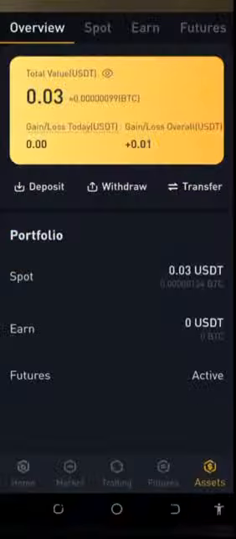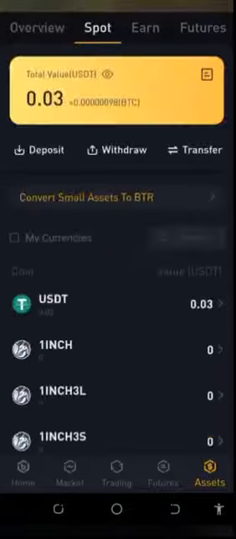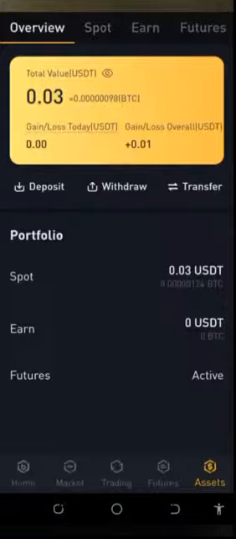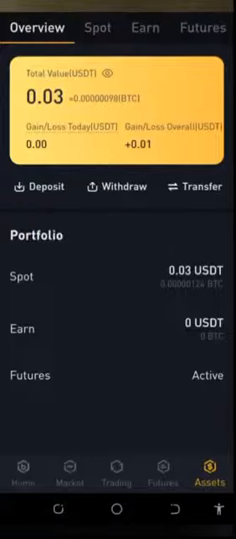All right, I'm already in the other exchange and it hasn't arrived yet. So let me just refresh. As you can see here, I've got 0.03 USDT. That's a really, really tiny amount of money. So let's see how this goes. In spot, that's 3 cents, and then nothing else. So let's keep our fingers crossed. I'm waiting, I'm hoping, I'm praying that this works, because that's going to be a sweet deal. Someone say sweet in the comments. Sweet.